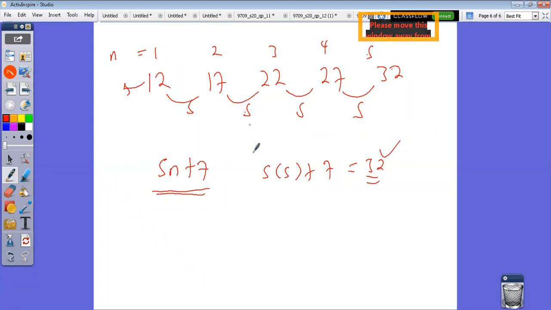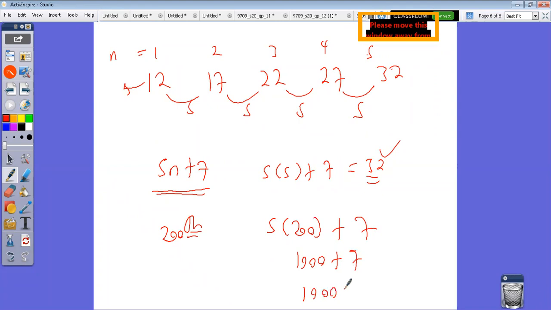You can test it for n. If they say find the 200th term, you can't be in an exam writing all this out. You work out the formula, then when n is equal to 200, it simply means 5 multiplied by 200 plus 7. 5 times 200 is 1,000, plus 7. So the 200th term is simply 1,007. That's all you do. You find the general formula so that you can find any term in that sequence. Is that clear now?